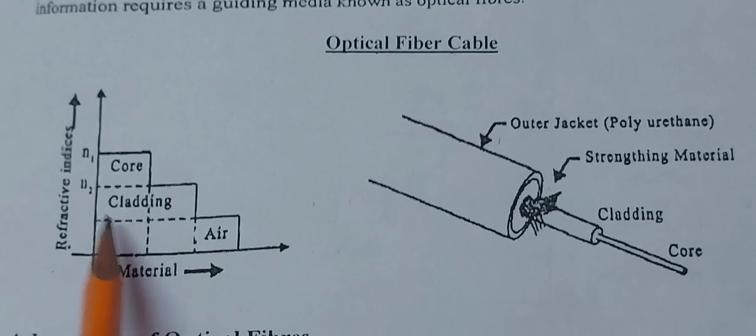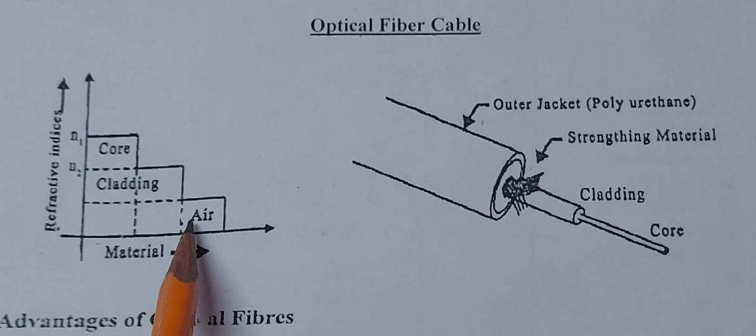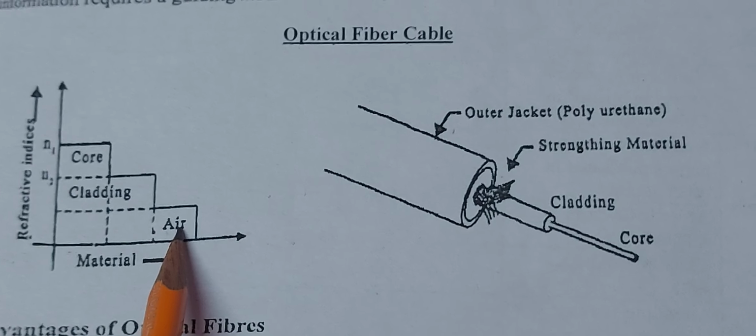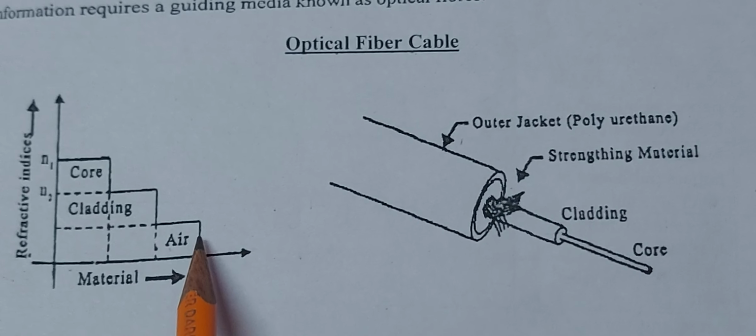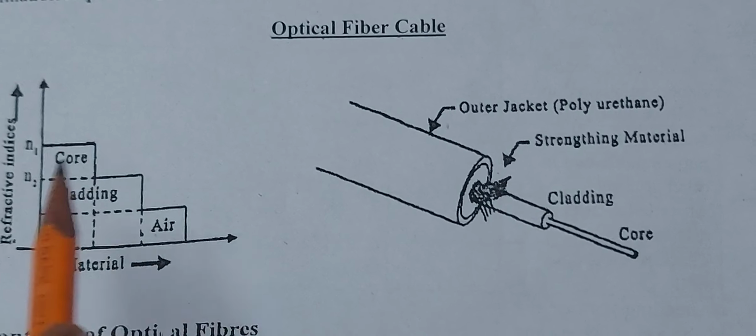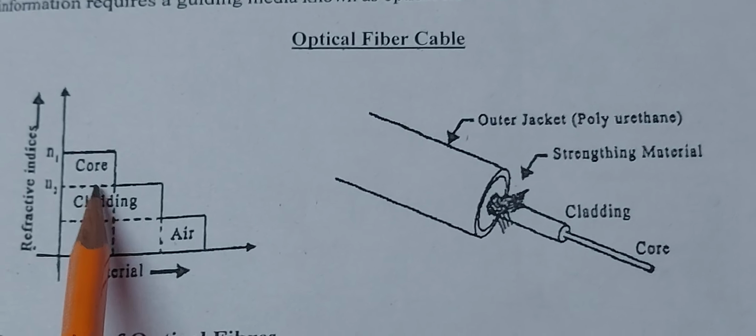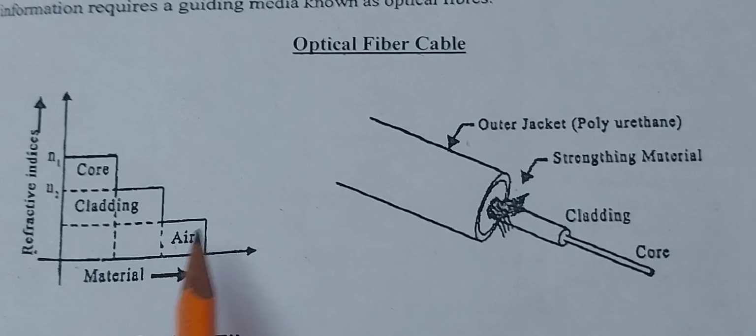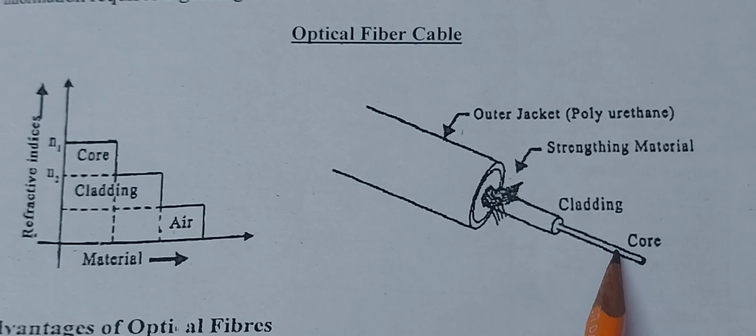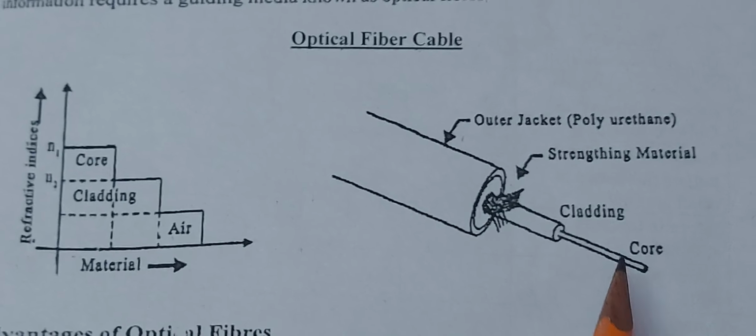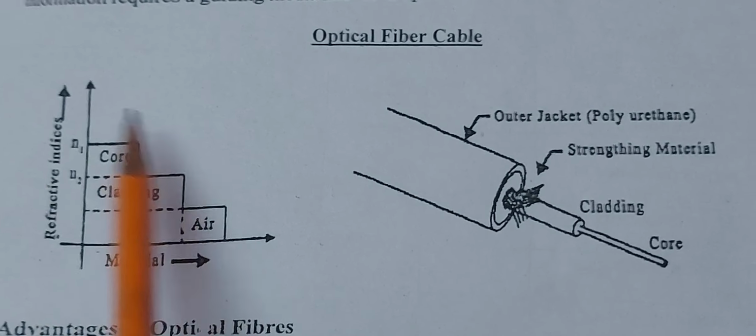The refractive index of the core is higher compared to the cladding and air. The refractive index of air is always equal to 1. The refractive index of the cladding and the core depends upon the material we choose. The basic thing is that in an optical fiber, the refractive index of the core should be greater and that of the cladding should be smaller, as shown in the picture.